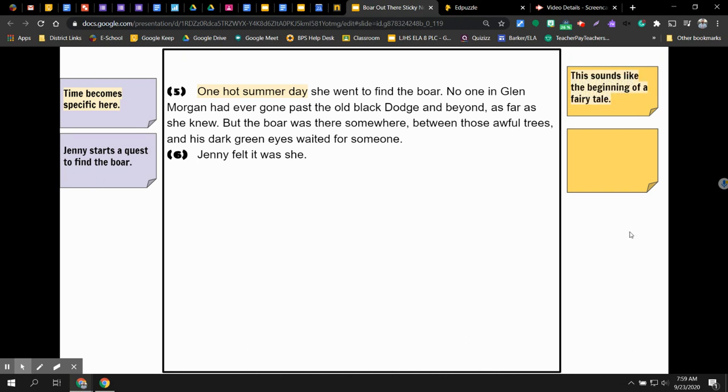Now, if you said it sounds like the beginning of a fairy tale, we kind of hinted at that in the previous slide. Good job. Now, what do we pick up about Ginny here? How does she imagine herself? How does she view herself in this fairy tale that she's sort of concocting? What does she want to be? What do you think?